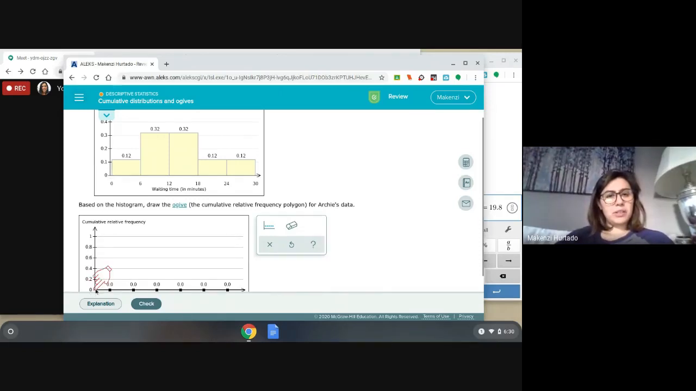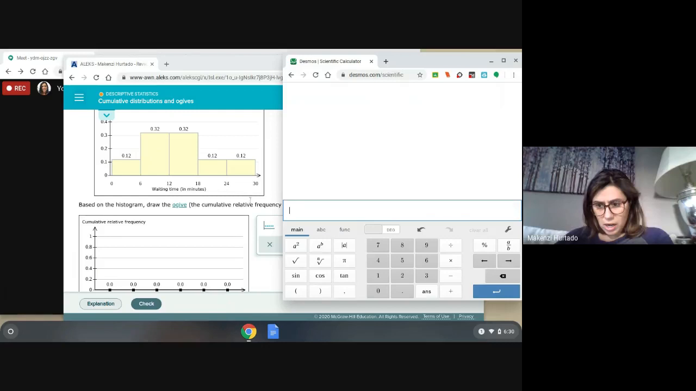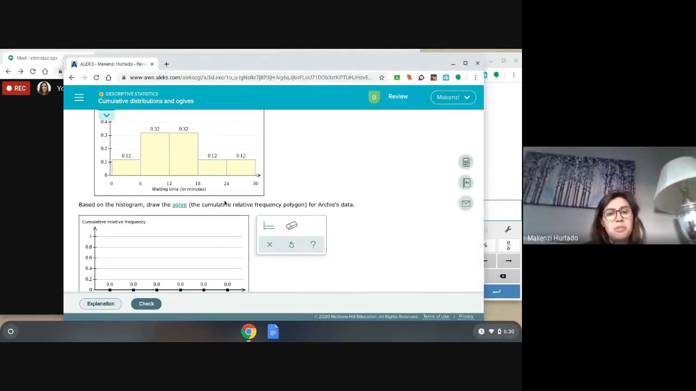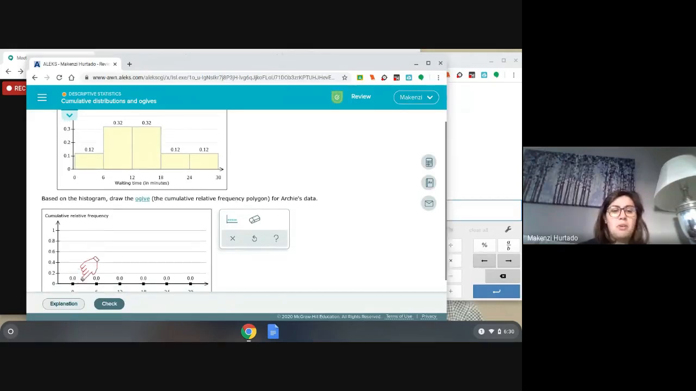Our ogive starts at 0 and ends at 1, which means that all of our numbers are going to be decimals. Our histogram is already given to us in decimal form, so we do not have to do any transformations in this case, which is nice and easy. So when we're at 0, we are at 0. We always start at 0, 0. We do not put any frequency at 0.